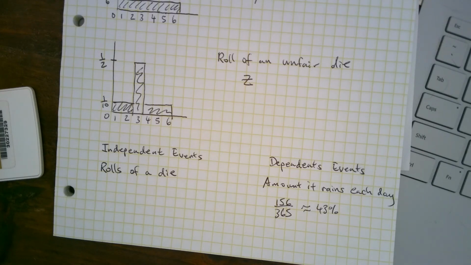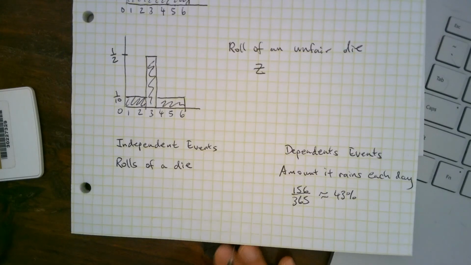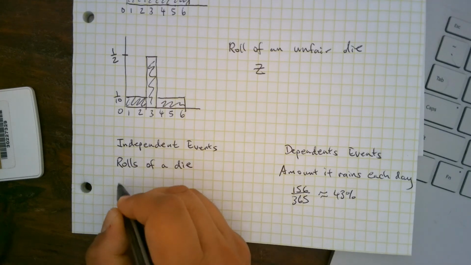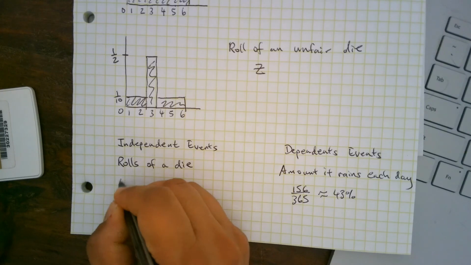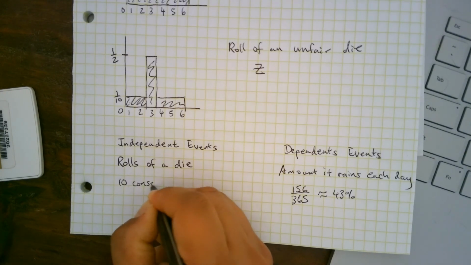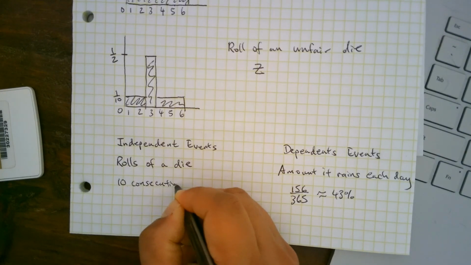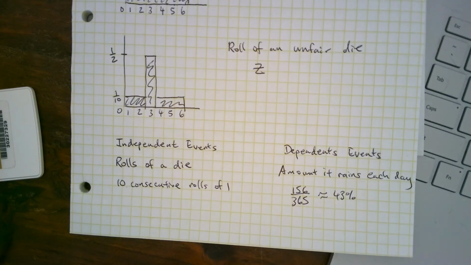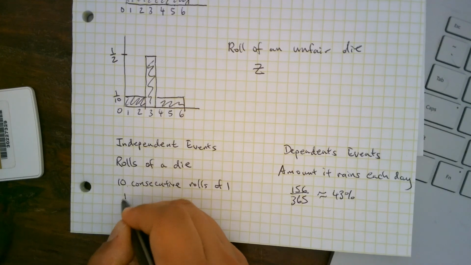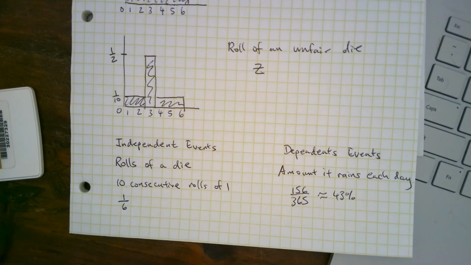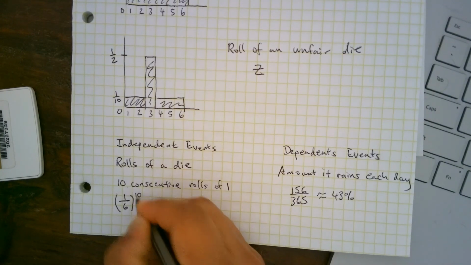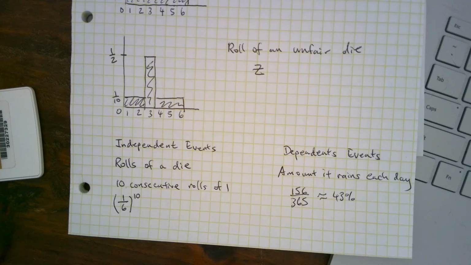So one example in math that shows that these are different, for example, we want 10 consecutive rolls of 1 on a die. What is the probability of that? Well, each roll has a probability of 1/6. For independent events, we can multiply them. So 1/6 to the power of 10. Pretty small. Pretty unlikely to get 10 consecutive rolls of 1.